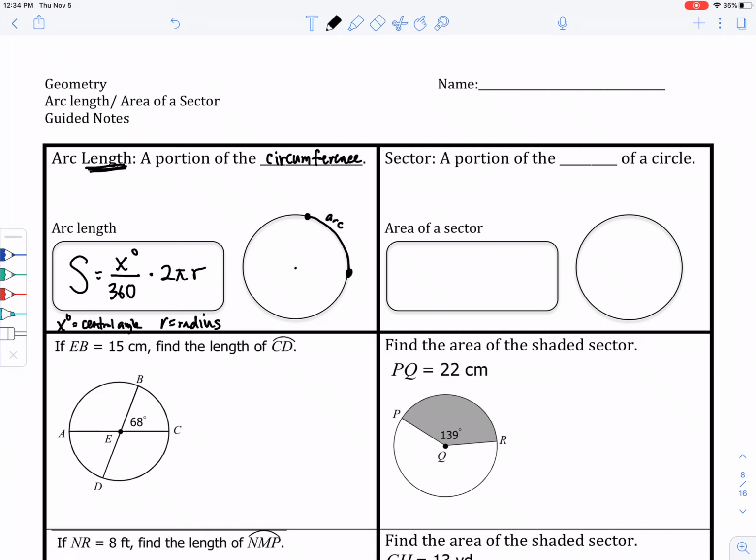So just like the arcs we've talked about before, arcs can be split up by an angle that's coming from the center, or we call that the central angle. And I'm going to label that as x degrees.